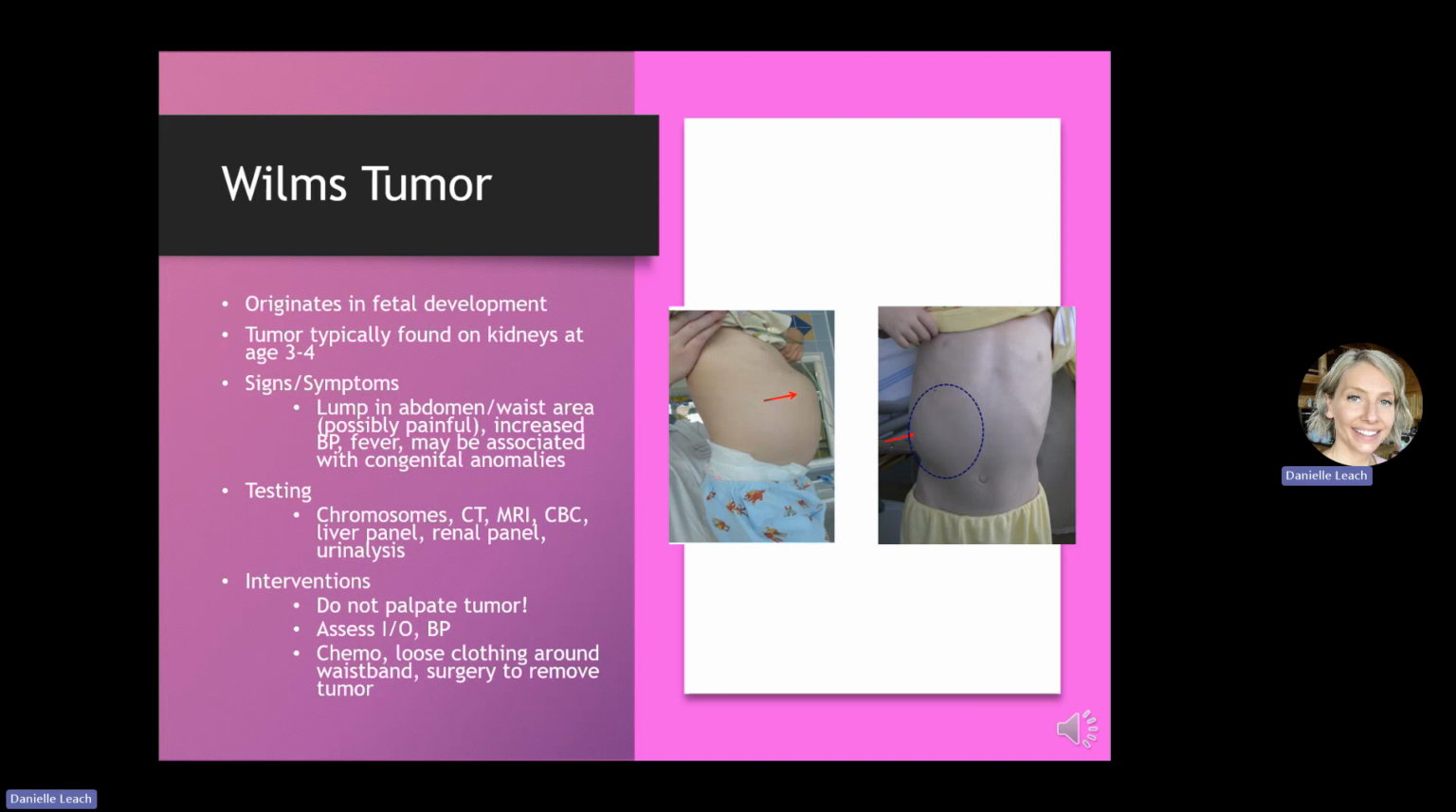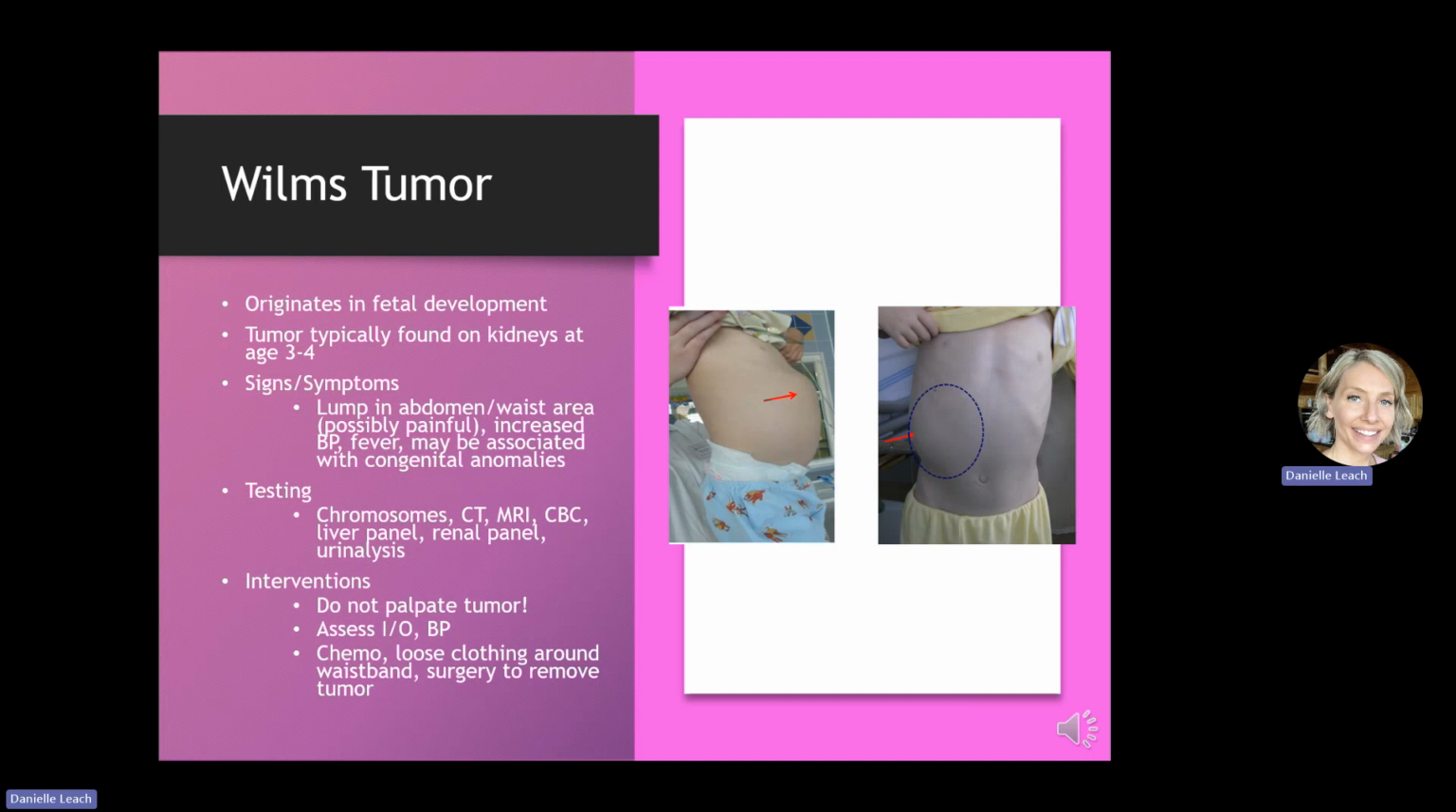Signs and symptoms, there is usually a lump in the abdomen or waistband area. The patient could report pain from the lump. Since this tumor is on the kidney, it can affect the renin-angiotensin system, which can cause increased blood pressure. They may have a fever for no identified reason, and this may be associated with congenital anomalies, like a syndrome.